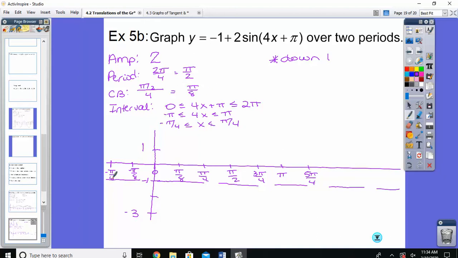We're graphing sine, that starts at its 0 point. We didn't flip or anything, so then you go up to 1, back down. So pi over 2, 3 pi over 8.